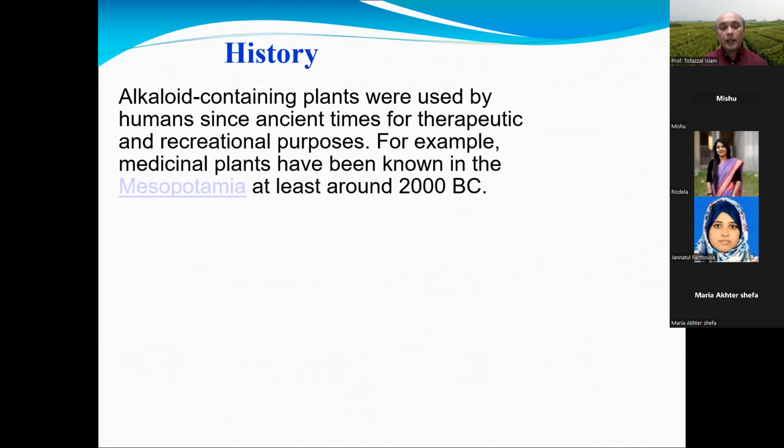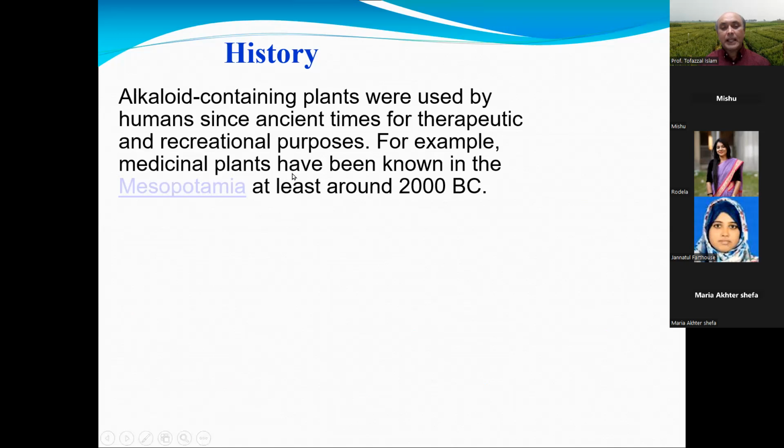Historically, alkaloid-containing plants have been used by humans since ancient times for therapeutic and recreational purposes. That means in ancient times, before the discovery of a specific alkaloid present in the plant, people used them for therapeutic and recreational purposes. For example, many alkaloids in different parts of the neem tree, or the tobacco plant, or many Solanaceae plants and other plants, people use them for recreational purposes.